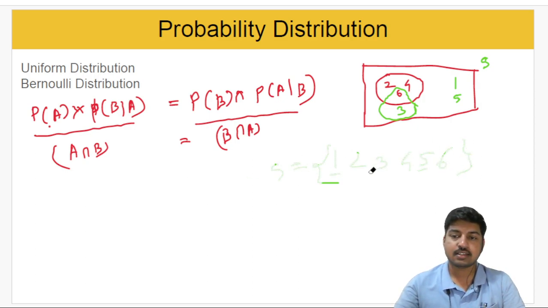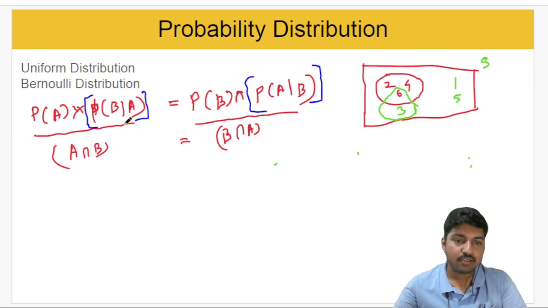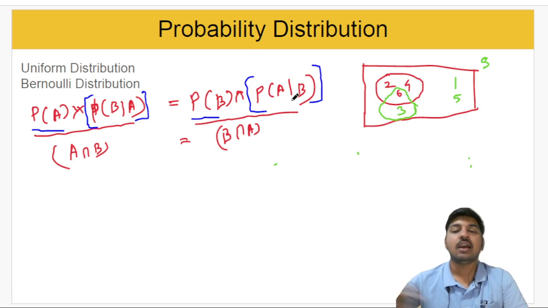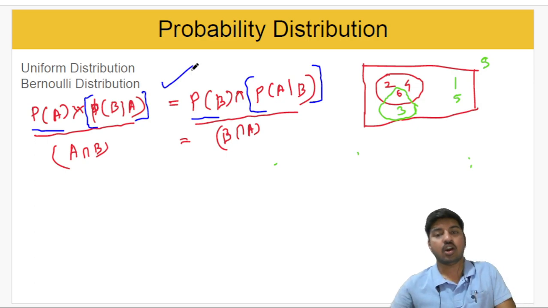Now we will do some questions. Let me change the color. We will calculate this part and this part to check that whatever we are saying here, that probability of A into probability of B given A and probability of B into probability of A given B are equal. This is what we are checking.